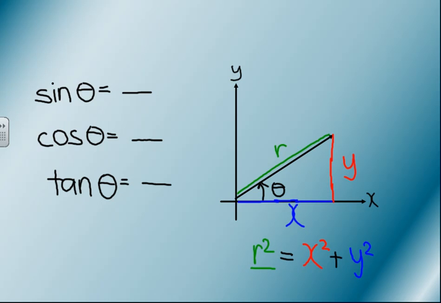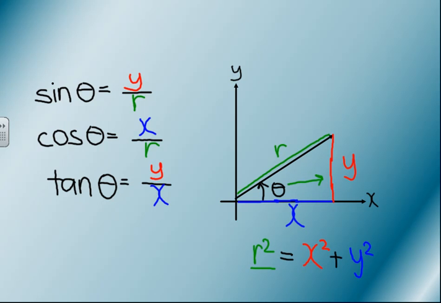So, starting with sine. Sine is the ratio of the y side to the r side. So, just think of it as, from the angle's point of view, what's directly across from it and the long side. Similarly for cosine, it's the ratio of x to r. And finally, for the tangent function, we think of the ratio of y to x.